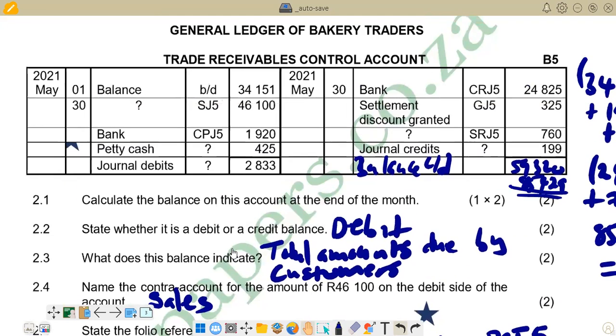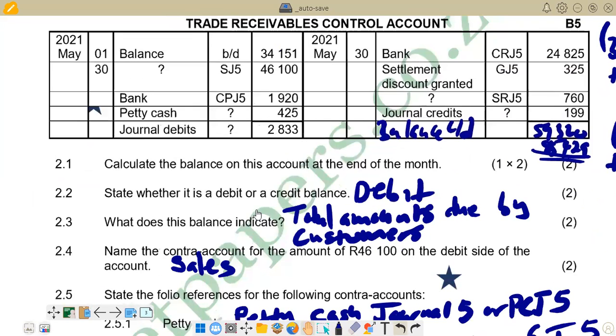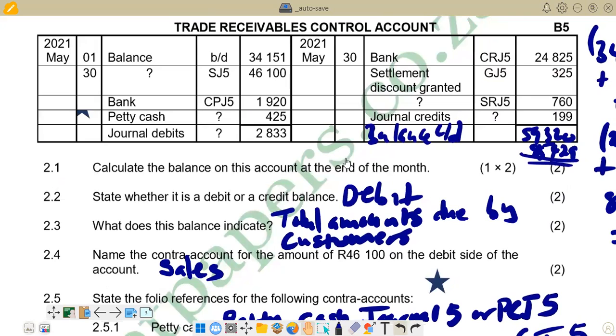1,920 is here. We are seeing it. 1,920 is being given a reference of cash payments journal, and it's a bank. So what happens is, when these customers that are owing us money pay through bank, we are going to credit them. Like here, it's an indication that it's a customer that has paid, and it's going to reduce the amount owing.